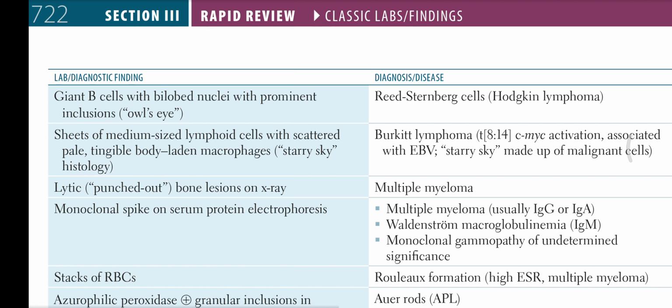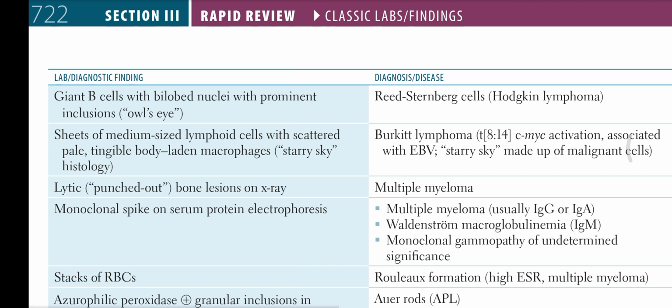Sheets of medium-sized lymphoid cells with scattered pale tingible body laden macrophages, starry sky histology, Burkitt lymphoma.